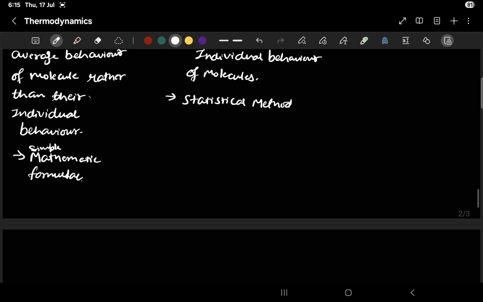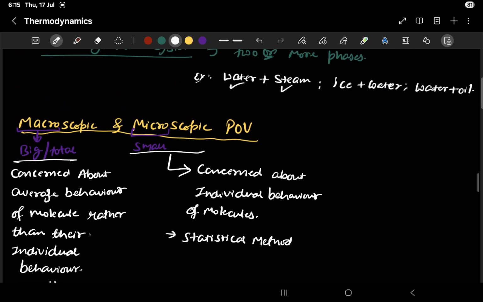If you also talk about velocity, momentum, impulse, or the kinetic energy of the system, these will be described with the help of individual molecules. So this will come under microscopic observations, the microscopic point of view.